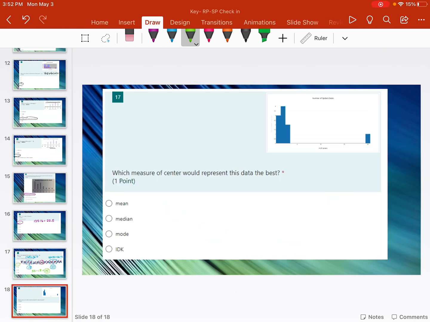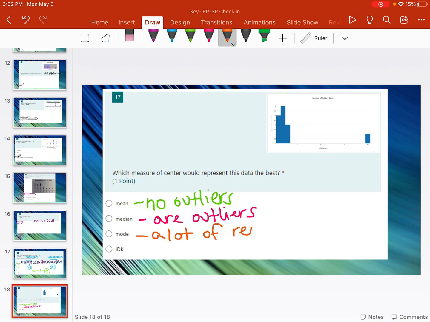And finally, last question, which measure of center would represent this data the best? So remember that mean is really good if all of your numbers are kind of consistent. There's no crazy outliers. You use the mean when there are no outliers. Okay. You would use the median when there are outliers. And then finally, you would use mode if there's a lot of repeats. Okay, so if your data just kind of keeps repeating the same number over and over, that would be a good time to use mode.